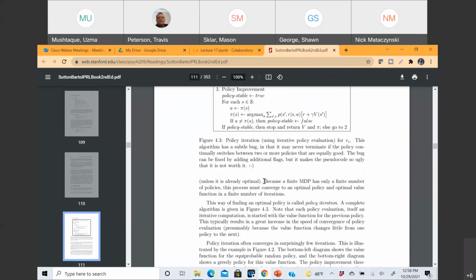Yeah, so because a finite MDP has only a finite number of policies, this process must converge to an optimal policy and an optimal value in a finite number of iterations. So that's what happens. You don't have to go on forever. That's good news for us.